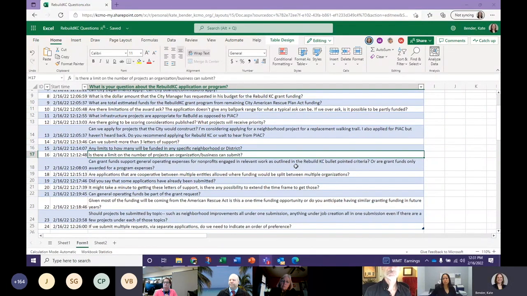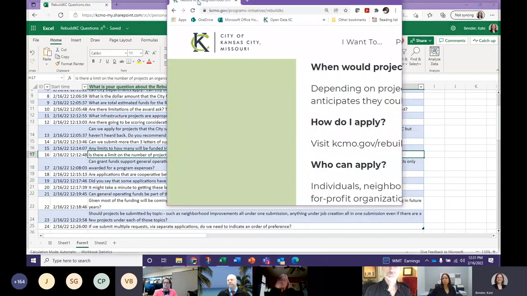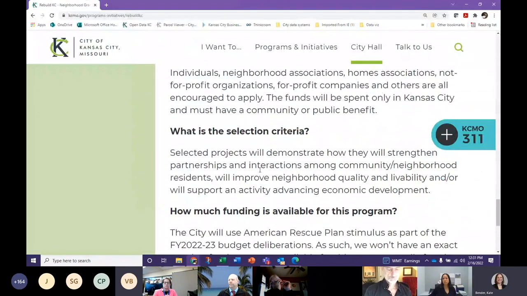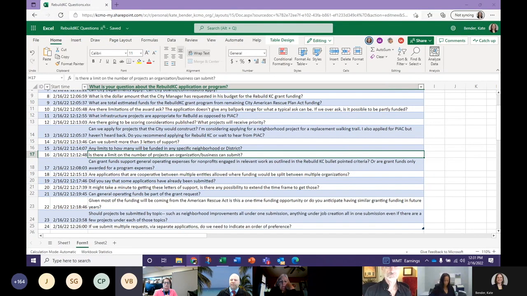And then a couple of people have asked about additional criteria and scoring considerations. I think some of that is on the web page, which I can bring back over. Well, it's kind of broad. I don't know if there's anything that you want to add to that. Yeah, so we're developing the scoring matrix basically. We don't have a scoring matrix in place yet.